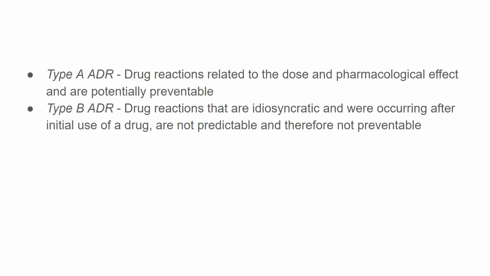Next, what is a type A ADR? A type A adverse drug reaction is related to the dose and the pharmacological effect and is potentially preventable. You can predict a type A ADR. For example, in what we used earlier, diphenhydramine for the treatment of allergy, producing drowsiness. That is an anticipated or predictable response.